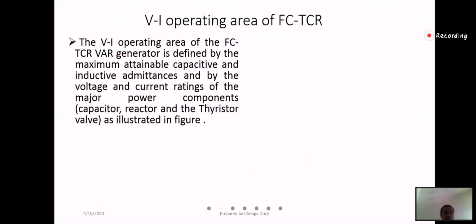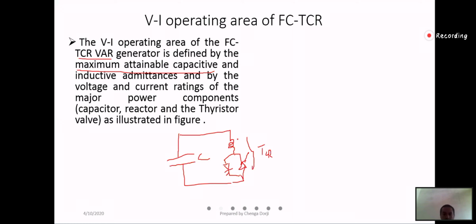Then the voltage current operating characteristics of the FCR TCR var generator is defined by the maximum attainable capacity. Okay, so if you see, you have a capacitor here, and then you have an inductor, and then this is the TCR. Okay, so this is your TC.